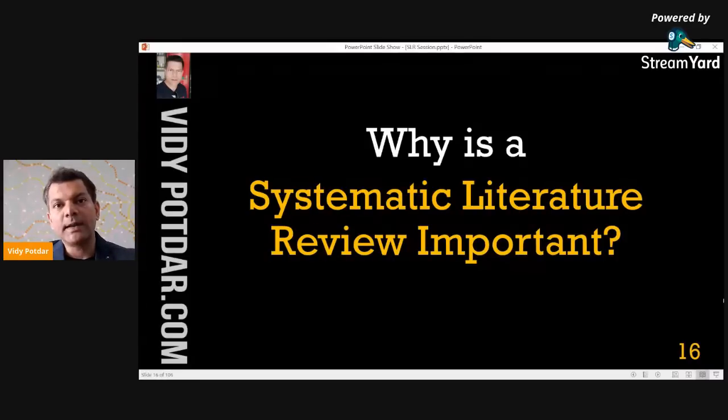It is also important because when you want to publish your literature review, if you have followed a systematic review methodology, many of the top journals would like that, and they would appreciate it, and the chances of your paper being accepted in a good journal increases significantly. So these are some of the reasons why doing a systematic review is important.